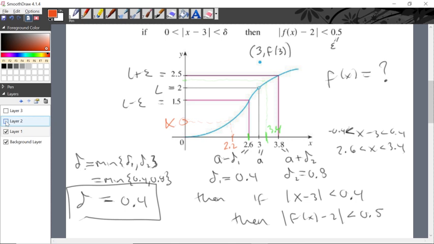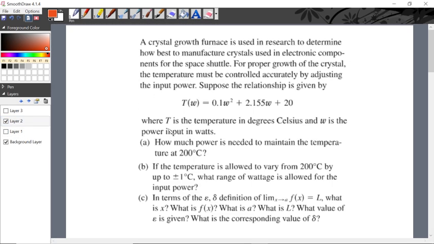Okay. Now from the worksheet, also there's a word problem in there. Let's try to dissect this one. A crystal growth furnace is used in research to determine how best to manufacture crystals used in electronic components for the space shuttle. For proper growth of the crystal, the temperature must be controlled accurately by adjusting the input power. What do we control?